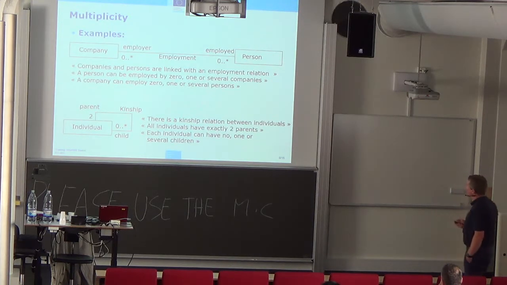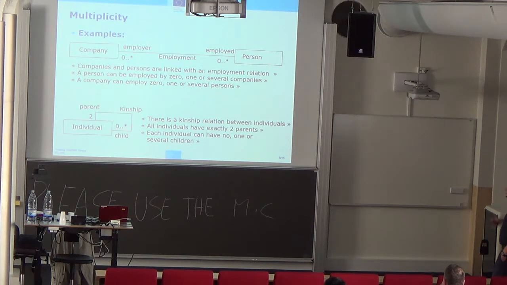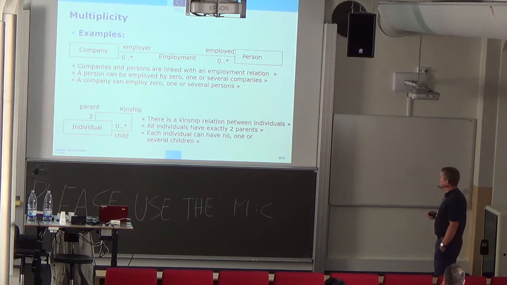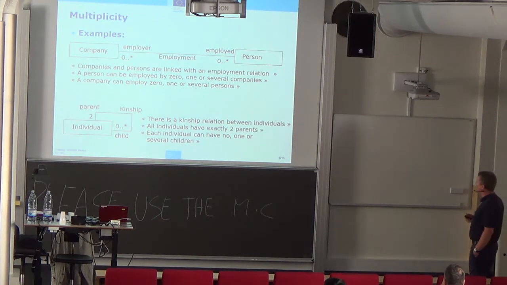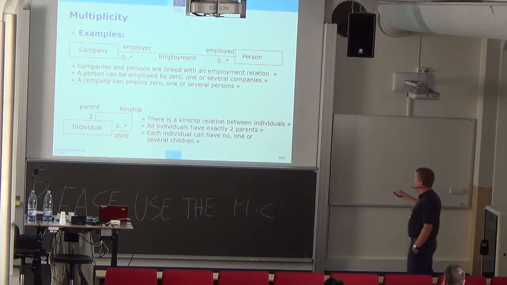Same example maybe here. Then we can have such a type of relation. Usually you will find it in data specifications in many data models. For example, here we have a kinship relation between individuals, and this relationship says that all individuals have exactly 2 parents, and each individual can have no children or several children.